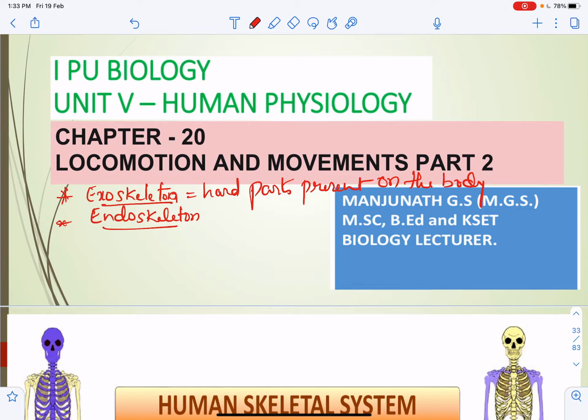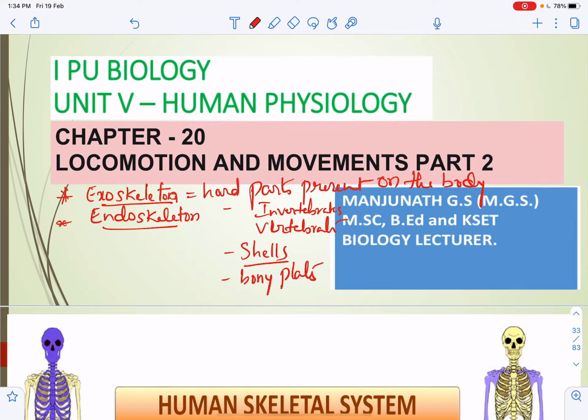These exoskeletons are found in both invertebrates and vertebrates. For example, in invertebrates shells are present, and in some other organisms like the tortoise, the body is covered by bony plates. So, shells in mollusks, whereas bony plates in tortoise. These are the structures which generally act as exoskeleton.